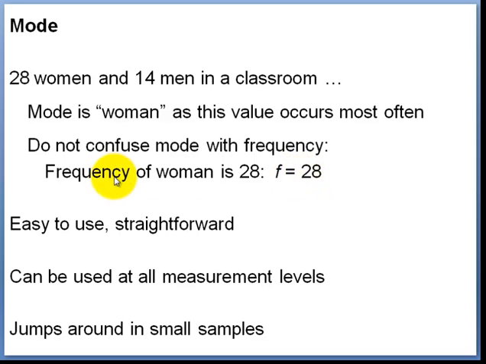The mode is easy and straightforward. Importantly, it can be used with variables at all levels of measurement. A disadvantage of the mode is that its value can jump around a great deal, and this is particularly so for very small samples.